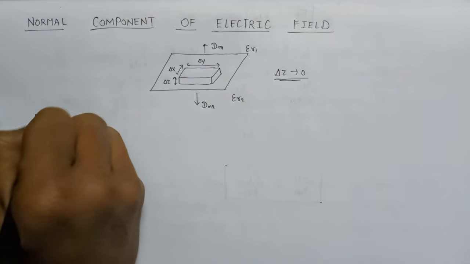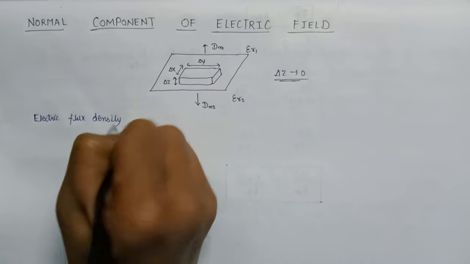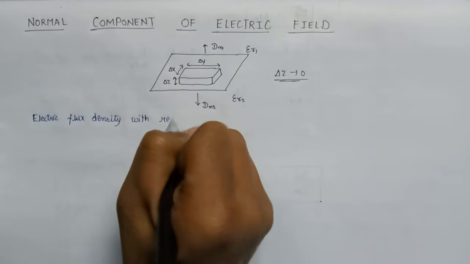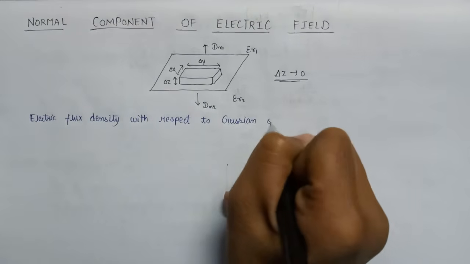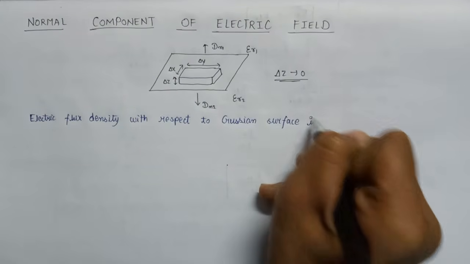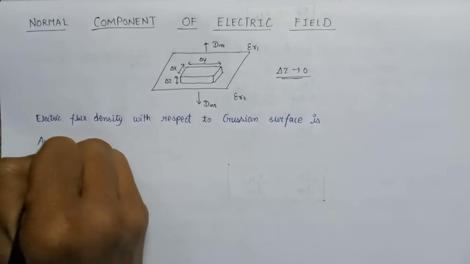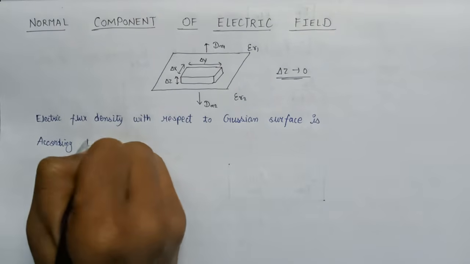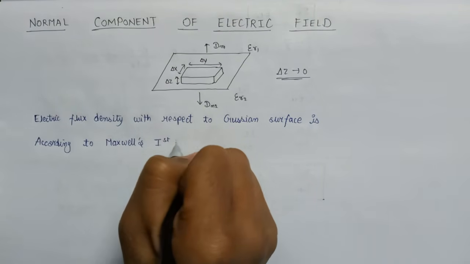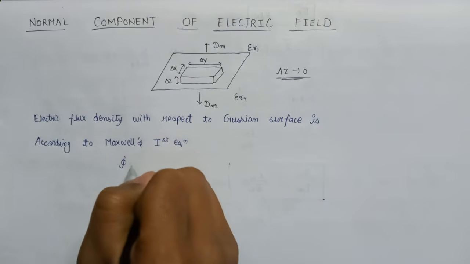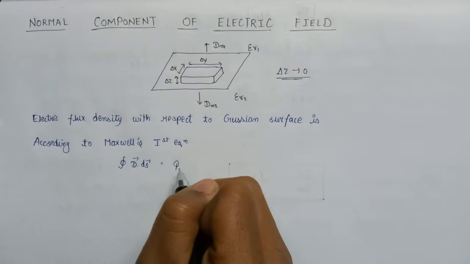So electric flux density with respect to this Gaussian surface is given as, according to Maxwell's first equation that we studied, the surface integral of D dot dS is always equal to the charge enclosed by that surface.